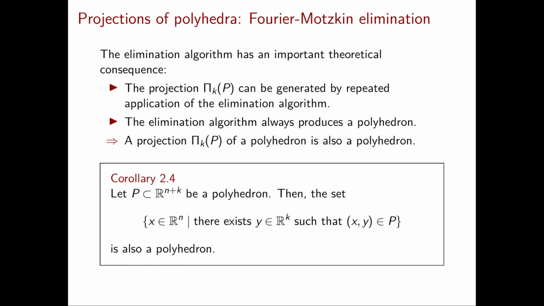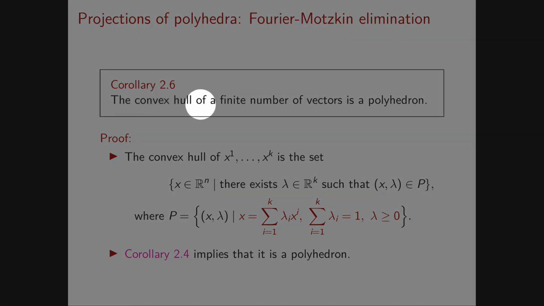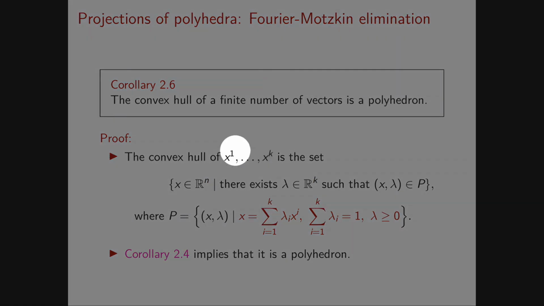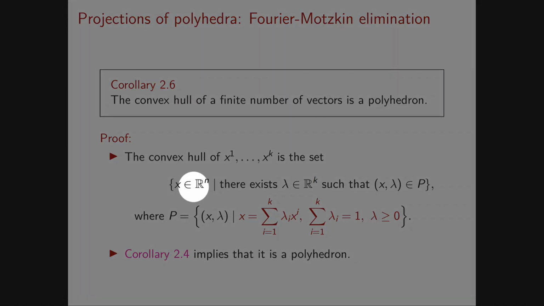And we're going to immediately put this corollary to use. If you remember, when we discussed the alternative representation of a polytope in terms of the convex hull of finitely many vectors, I promised you that we would prove that the convex hull of a finite number of vectors is a polyhedron. And now we can do this very easily. In fact, by definition, the convex hull of a finite number of vectors x1 until xk can be written as follows. It is the set of points x in R^n for which there exists a lambda in R^k such that (x, lambda) is in the polyhedron P defined as follows.